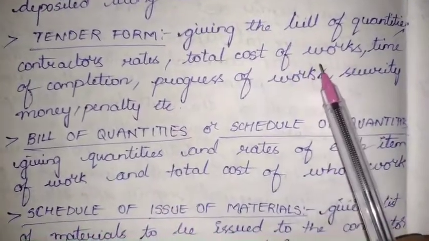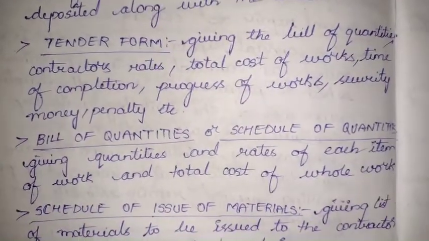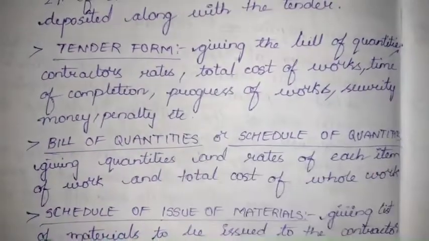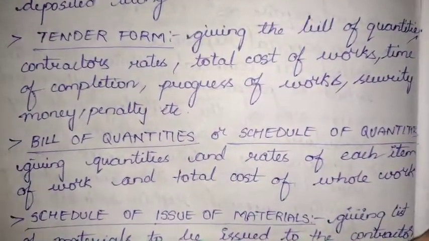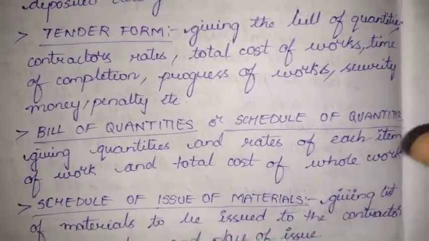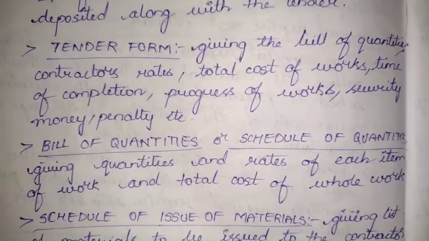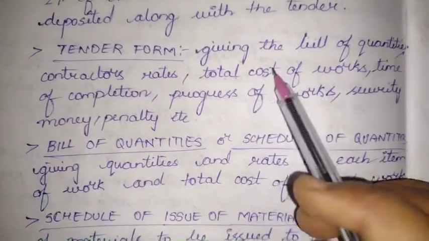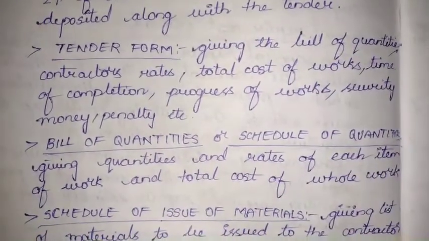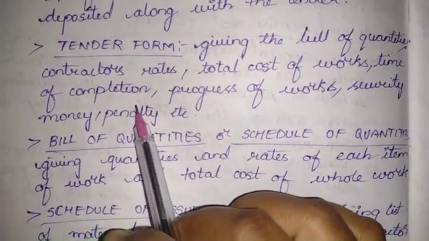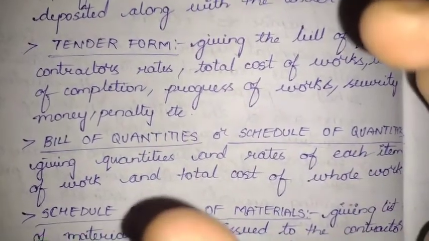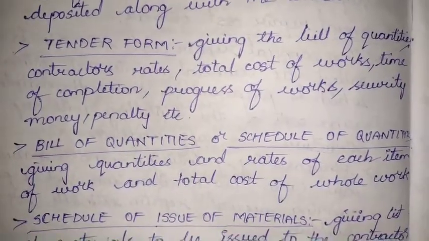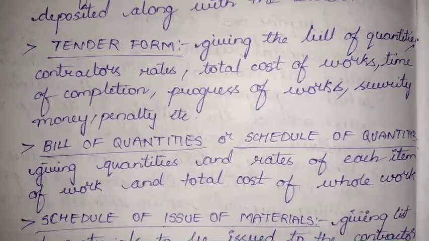Total cost of works, that is whatever the works are undergoing, that will be subdivided again. See, if we are taking any construction, we will be dividing it into foundation, beam, column, slab, right? So that is how we will also mention the total cost of works incurred in that. Okay, time of completion, that is the time given for the accepted party to complete that work.